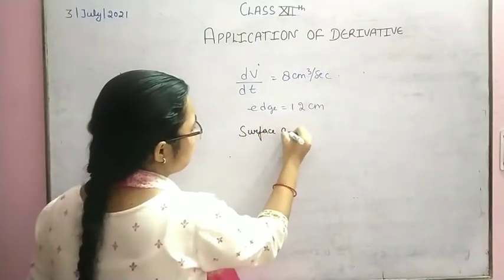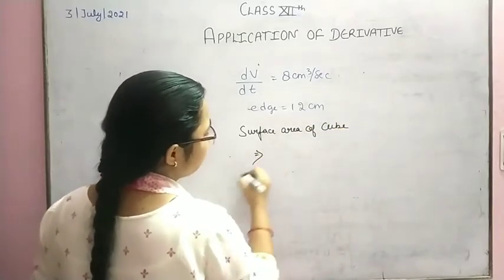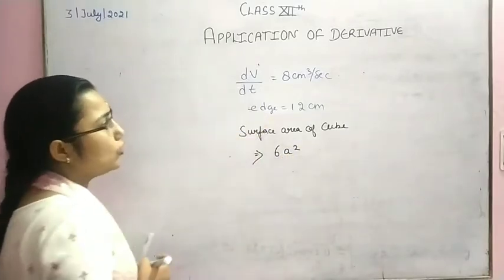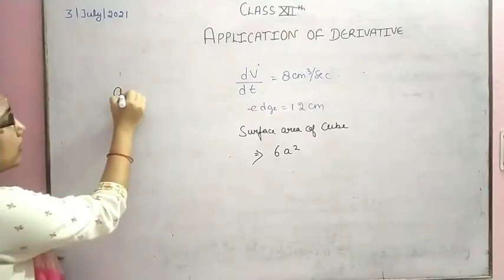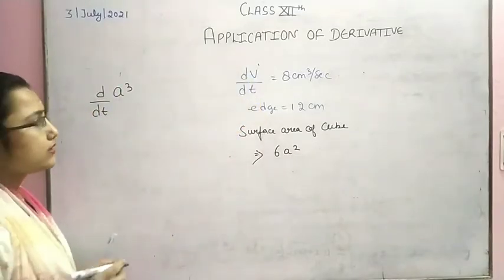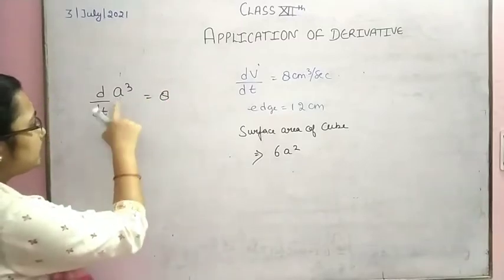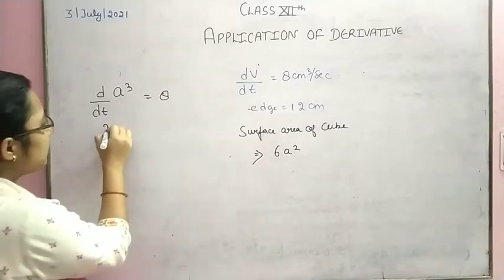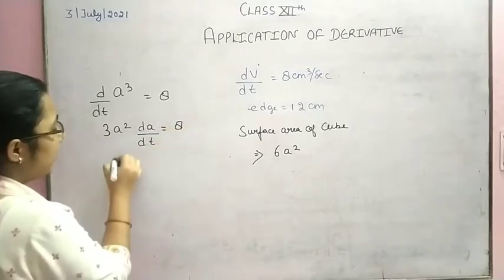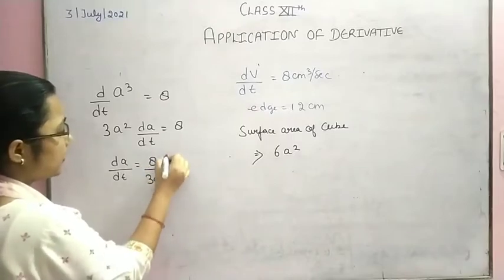surface area of a cube is equal to 6a square. And the volume of a cube is a cube. Let us take the side of the cube as a, and dV by dt is given as 8 centimeter cube per second. Just differentiate it with respect to t. We get 3a square times dA by dt equals 8. And find the value of dA by dt, which is 8 over 3a square.